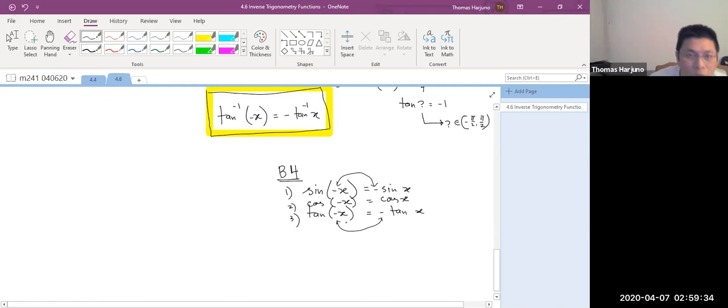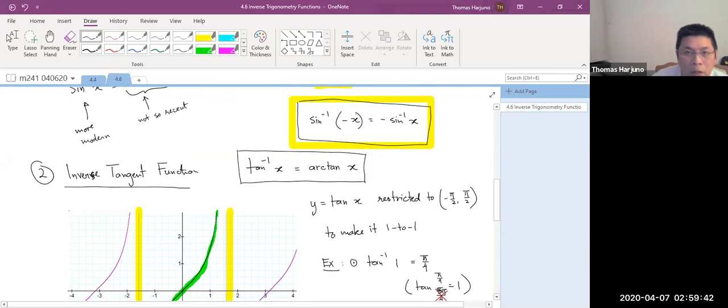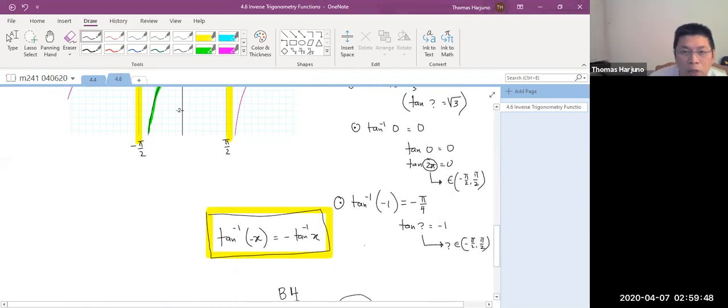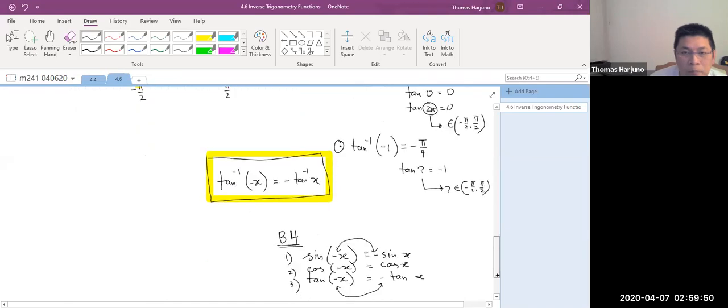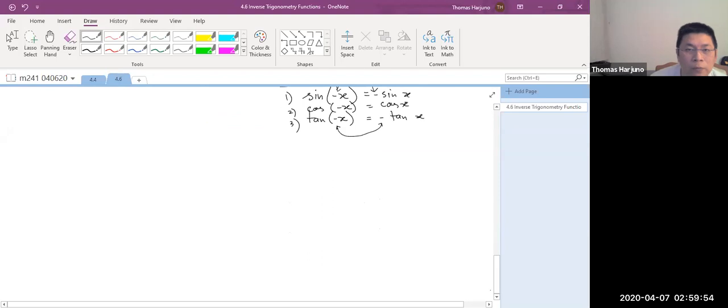Now that situation makes these two properties apply, the yellow box here for sine inverse and the yellow box here for tangent inverse. Okay, unfortunately, that's not the case for cosine.